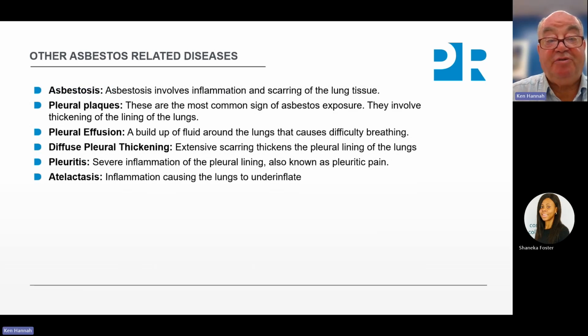So asbestosis involves inflammation and scarring of the lungs, pleural plaques. These are the most common sign of asbestos exposure. They involve the thickening of the lining of the lungs, pleural effusion, a buildup of fluid around the lungs that causes difficulty in breathing, diffuse pleural thickening. Extending scarring thickens the pleural lining of the lungs, extensive scarring.